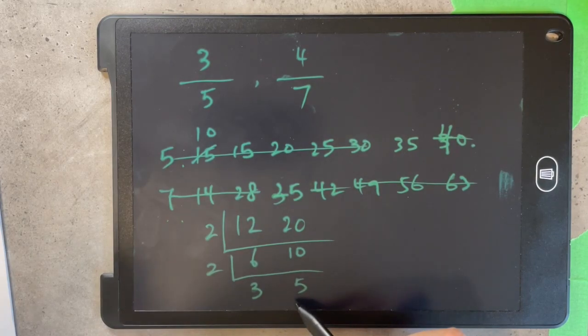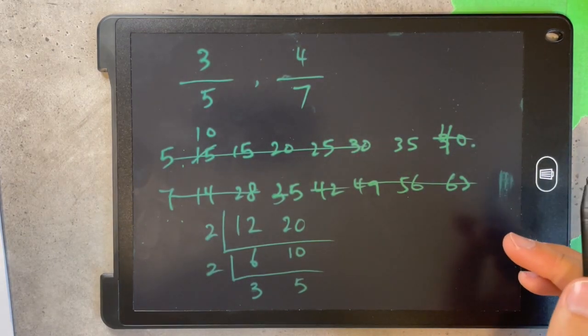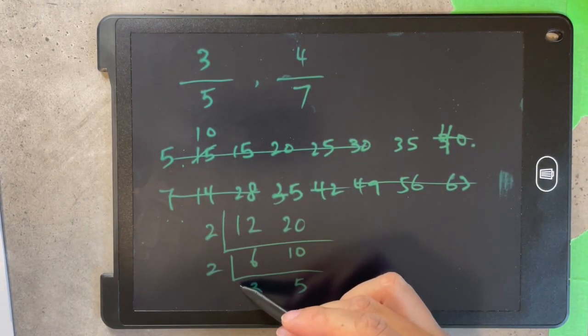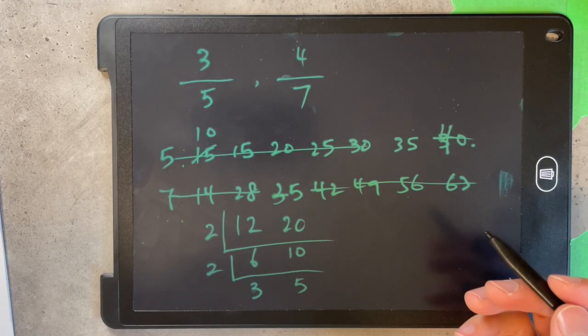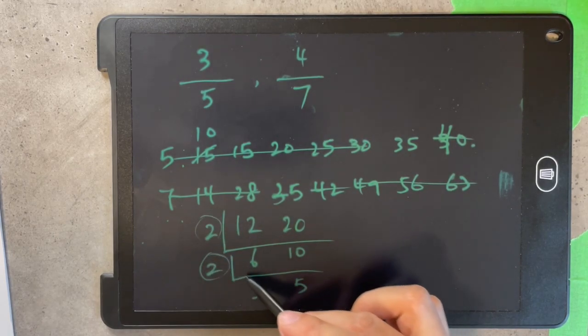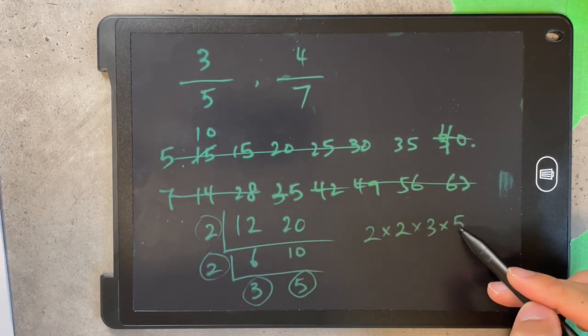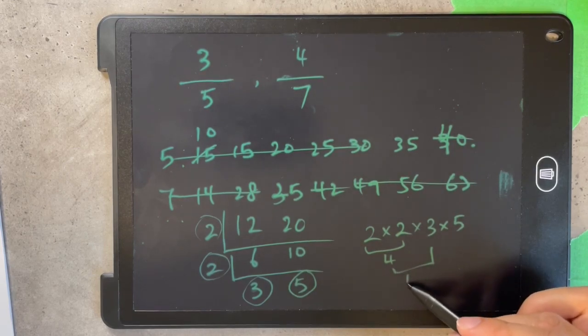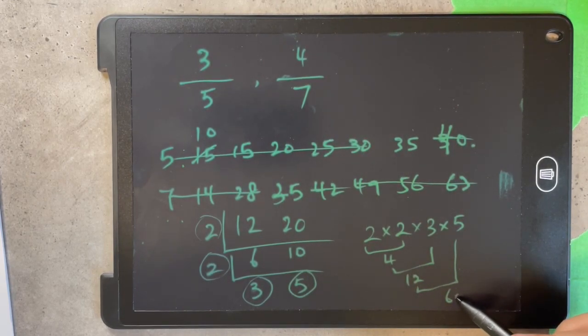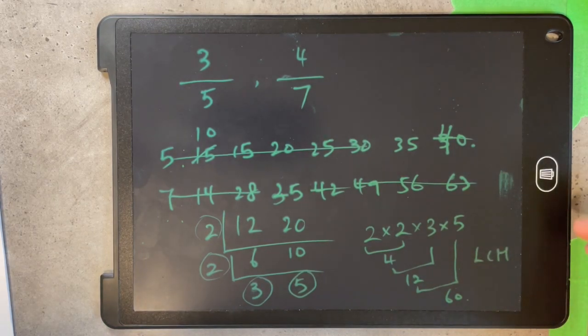Now I can no longer simplify them because you cannot divide 3 and 5 by the same number other than 1. Because if you do 1, the result stays the same. So now this is the simplest form. You take all the numbers outside and you multiply them together. So that will be 4, that will be 12, and that will be 60. So that will be the lowest common multiple.